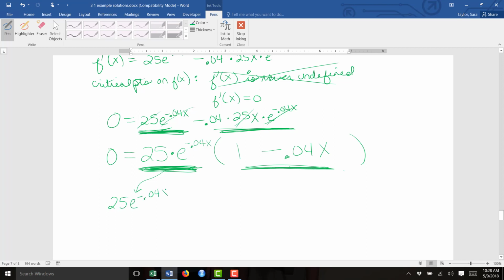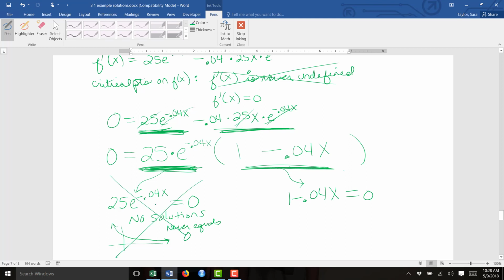So I take this first factor, 25e to the negative 0.04x, and set it equal to 0. And I take this other factor, 1 minus 0.04x, and set that equal to 0. And now I just need to solve both of these equations. The first equation here on the left, there are no solutions to this equation. I know that because on the left, we have an exponential decreasing function. It looks like this if you graph it. And exponential functions never equal 0. That thing will never hit the x-axis. It never equals 0. So solutions to f prime of x equals 0 do not come from this factor.